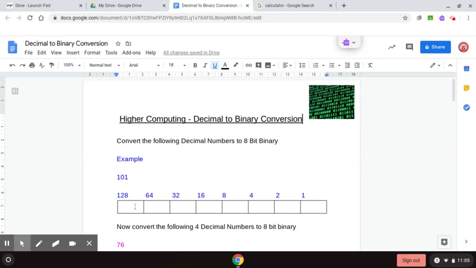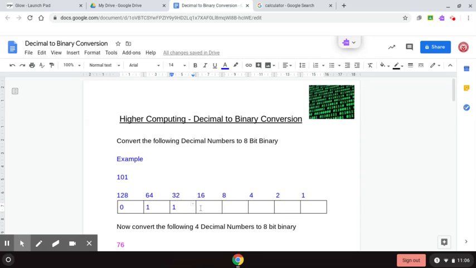Okay, so the first thing you do is you take the number 101 and you say, is that bigger or smaller than 128? And it's obviously smaller, so you write a 0. You then look at the 101 and 64, is it bigger or smaller than 64? And it's bigger, so you write a 1. And then you do 101 minus 64. So if you take away 64, that gives you 37. So is 37 bigger or smaller than 32? It's bigger, you put a 1. So if you do 37 minus 32, that gives you a 5.